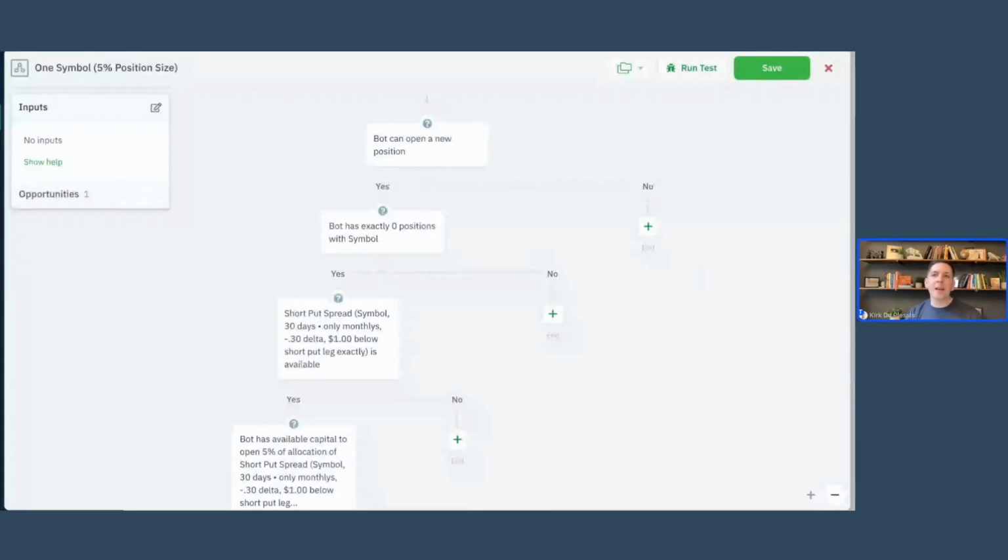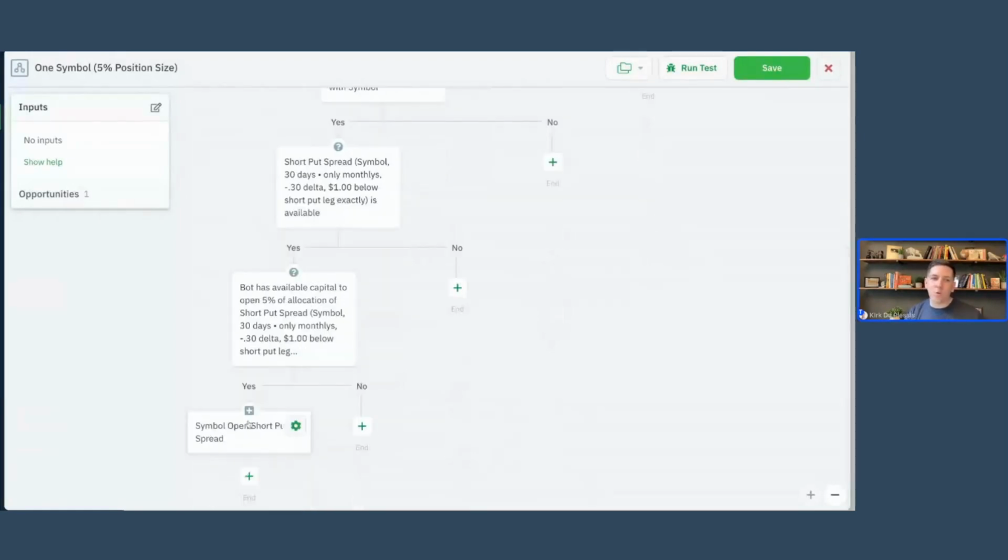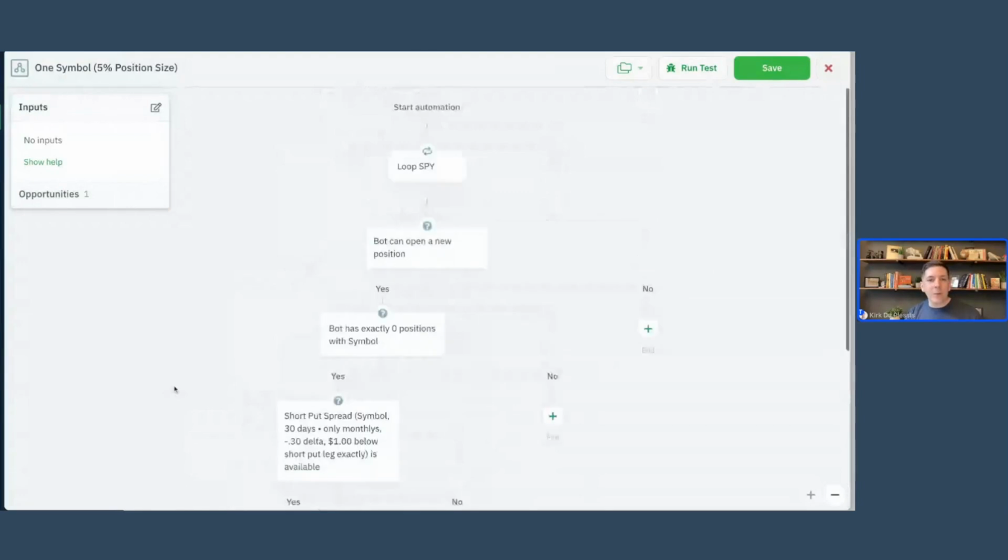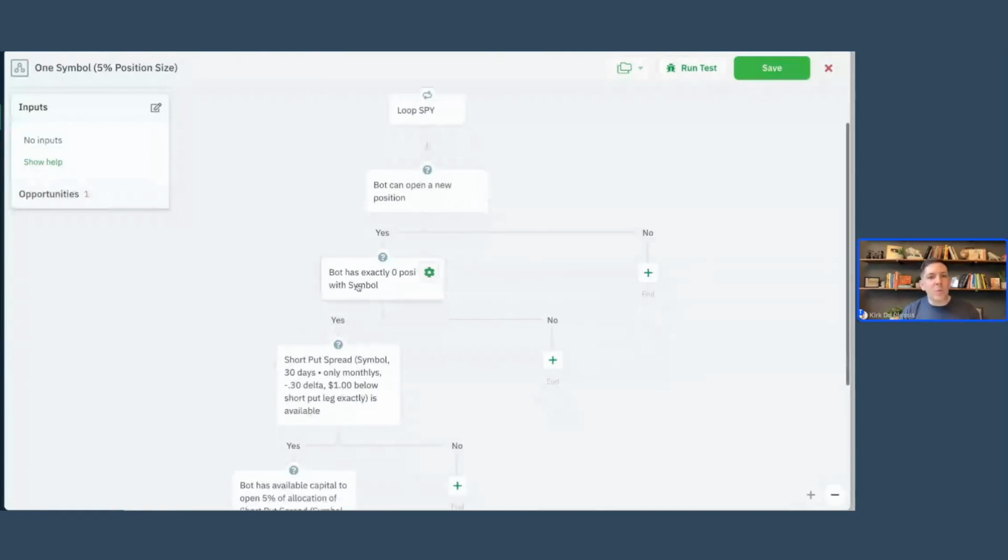I have the bot ask a series of progressive questions, and we will eventually get to the point of opening a short put spread. So I would ask my bot, can the bot open a new position? That's an easy, no brainer one. Did I already open a position? Do I need to open a position? Yes, you can open a position. Does the bot have exactly 0 positions with this symbol? Another very easy one if you only want one position per symbol.